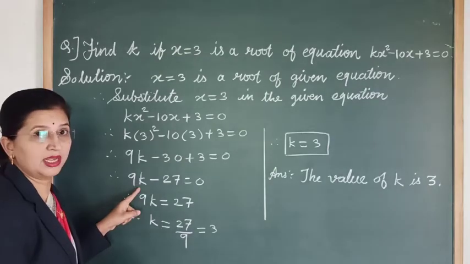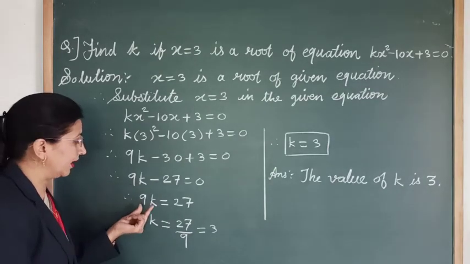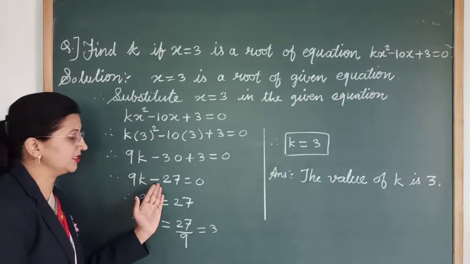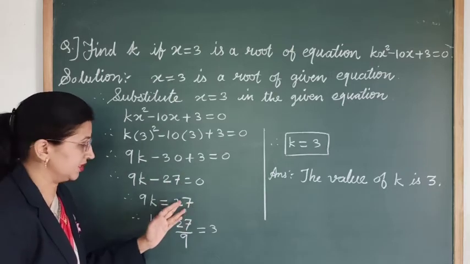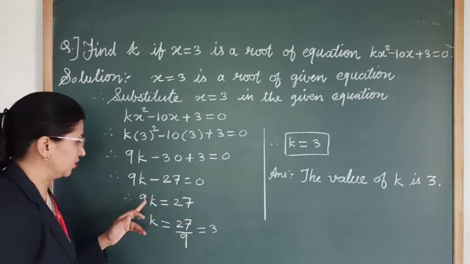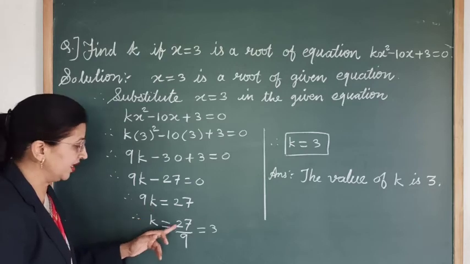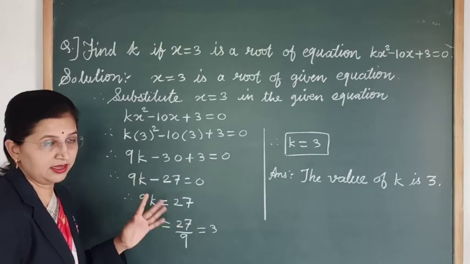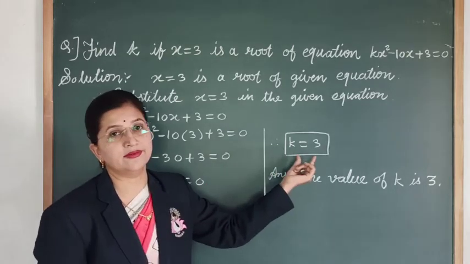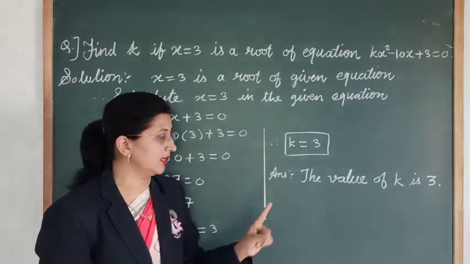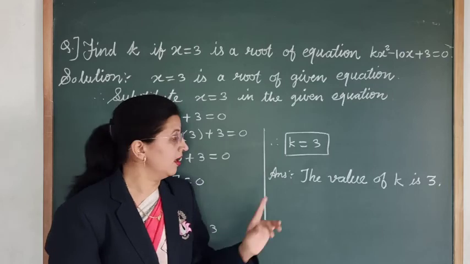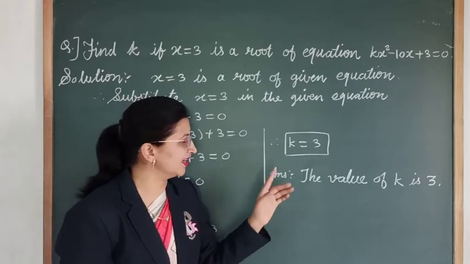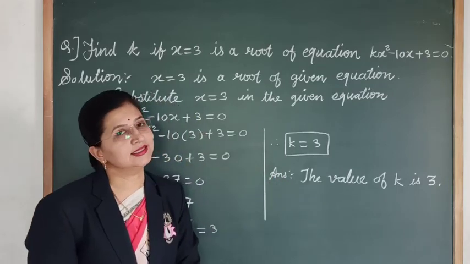Now we want to find out the value of k. So here 9k is equal to, let's take this 27 to the RHS. So it will become positive. So here 9 is multiplied, which will divide. So k is equal to 27 upon 9, that is 3. So in this way, we got the value of k as 3. So let's write down the last answer, that is, the value of k is 3.